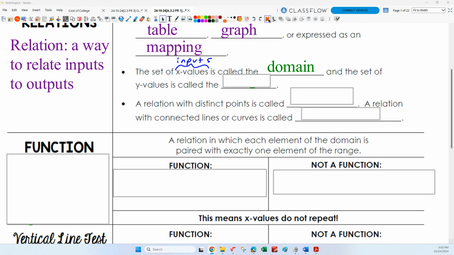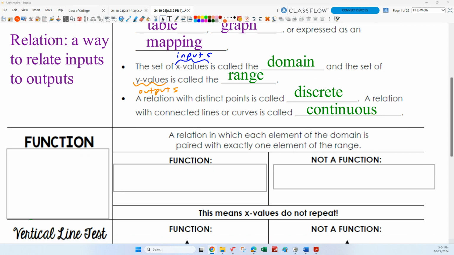What's the set of output values, or more generally, the outputs called? The range, yeah, there you go. So the set of outputs is called the range. And this is not such a big deal, but a lot of times we're used to seeing relations with connected lines or curves when we look at the graphs. That's normal for us, and we call those continuous. But sometimes we'll see relations graphed where we just have distinct points, and we call those discrete relations.